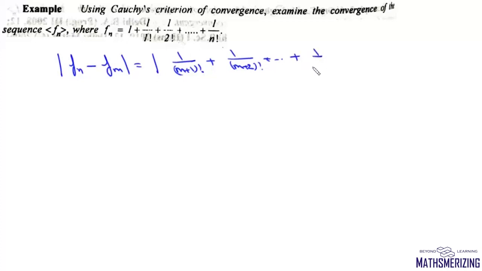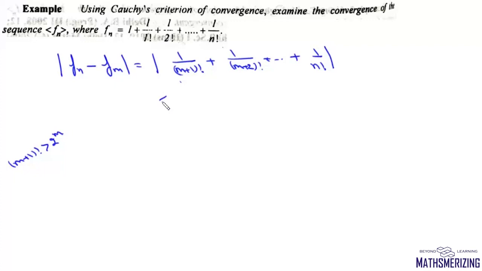Now here the question is: using Cauchy's criterion of convergence, examine the convergence of the sequence Fn equals 1 + 1/1! + up to 1/n!. Again we'll find |Fn - Fm|. Now it will again be nothing but 1/(m+1)! + 1/(m+2)! up to 1/n!. Now we know that (m+1)! will be greater than 2^m.